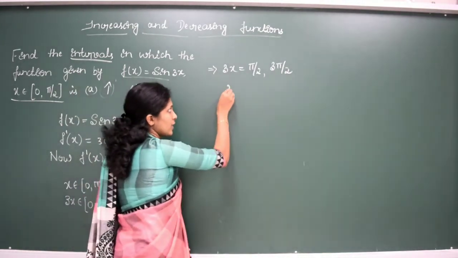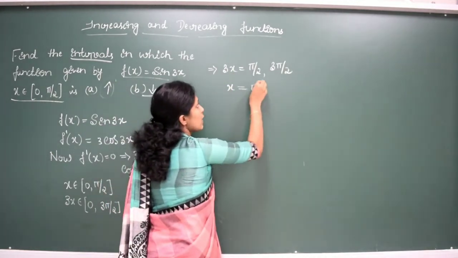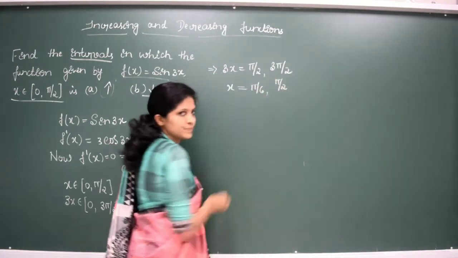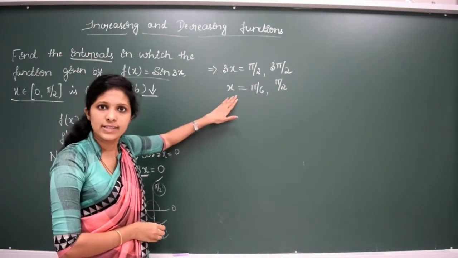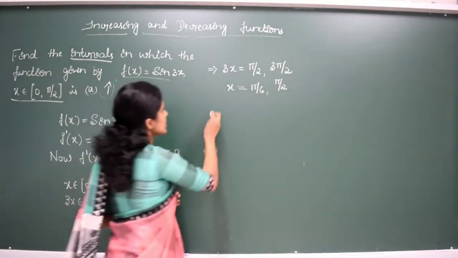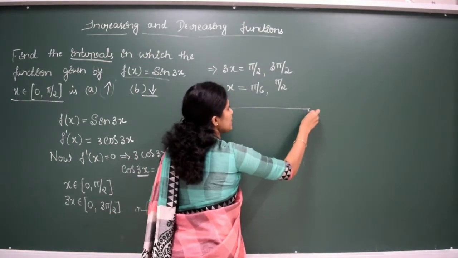But we need the value of x. So x will be equal to these divided by 3. So this will be pi by 6, and the 3 and 3 will get cancelled, pi by 2. Now the value of x is equal to pi by 6 and pi by 2. What is the interval given? 0 to pi by 2. The interval is given as 0 to pi by 2.